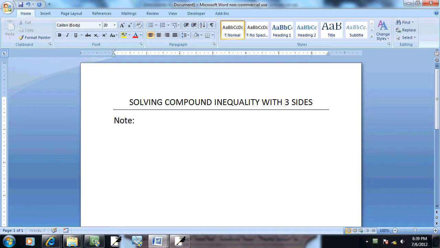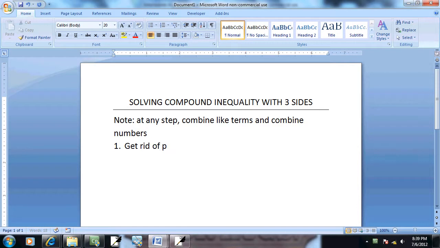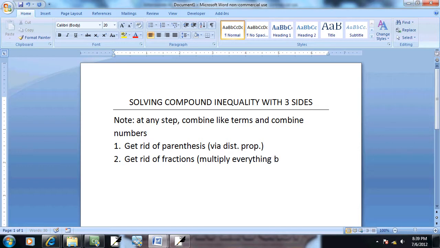We have a note up top here. It says at any step, combine like terms and combine numbers. Step 1, get rid of parentheses. You do this via the distributive property. Step 2, get rid of fractions. And you do this by multiplying everything by the LCM of all the denominators.